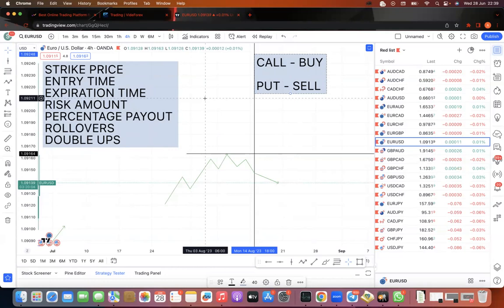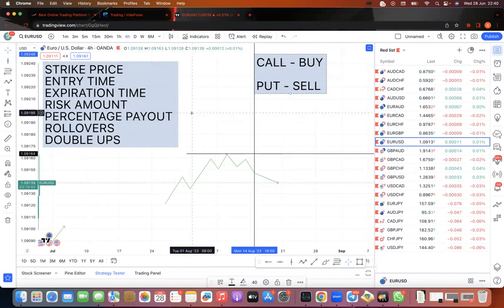At the end of the trade, if I win the trade, I'm going to get that $10 back plus a percentage of that $10, which is going to be my profit. But if I lose the trade, I'm not actually going to get $10 back. Now that percentage I'm going to get back if I win the trade as additional money is what we call our percentage payouts.